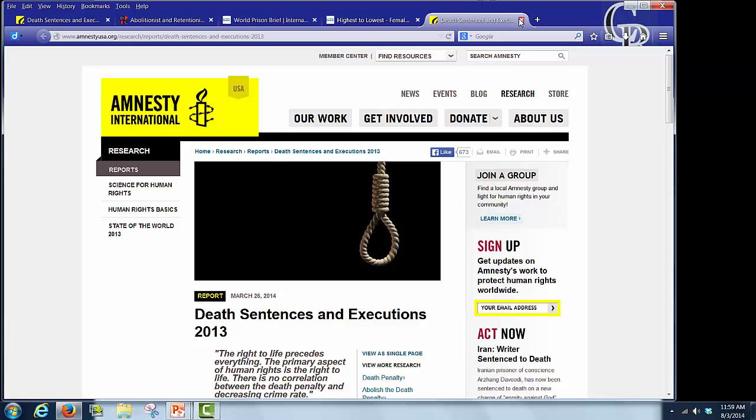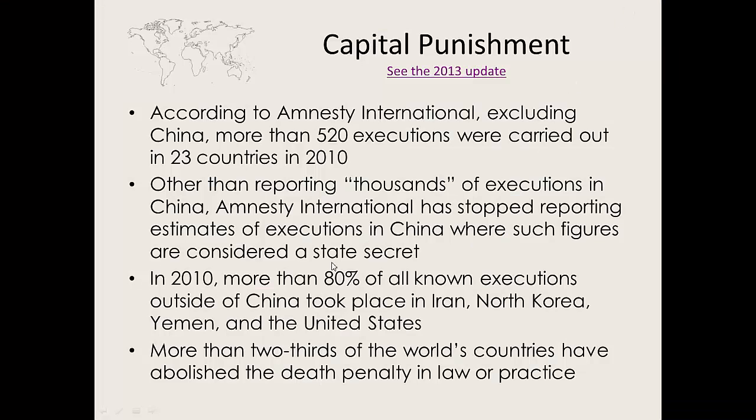We're going to be looking primarily at the data that's in your textbook just to make testing easier. So according to Amnesty International, when you exclude China, there were more than 520 executions carried out in 2010, and that was over 23 different countries. I already explained that China just doesn't get included here. More than 80% of all the known executions in 2010, outside of China anyway, took place in Iran, North Korea, Yemen, and the United States. As we just saw, 2013 data has a few other countries except for Iran that are identified.